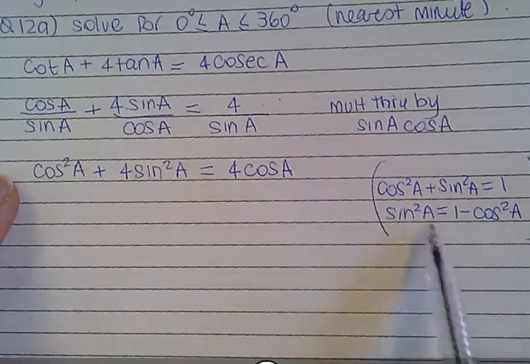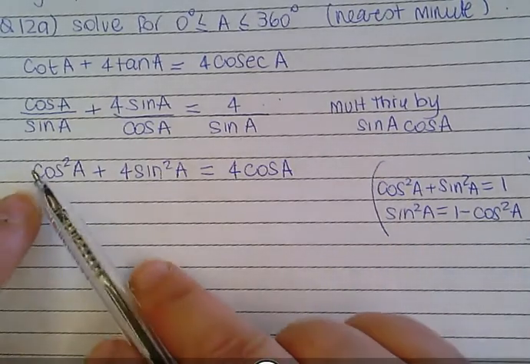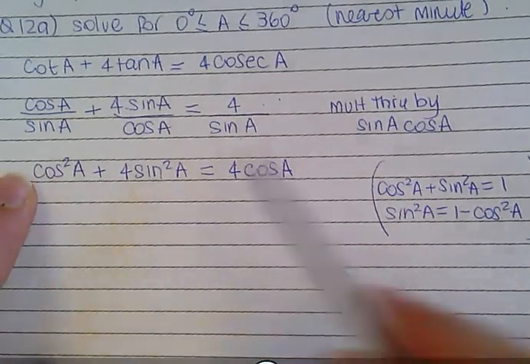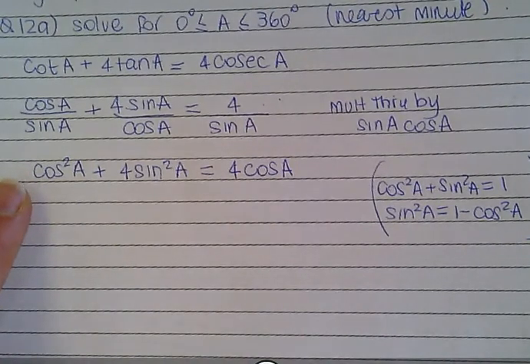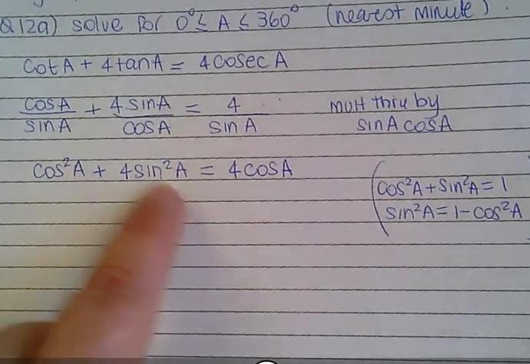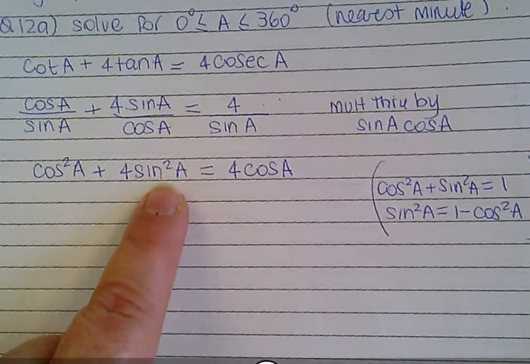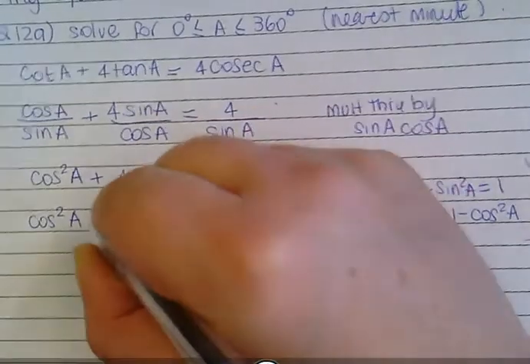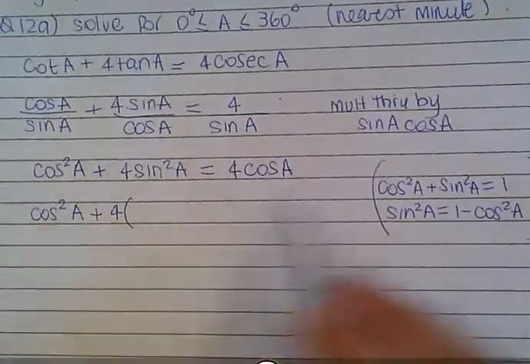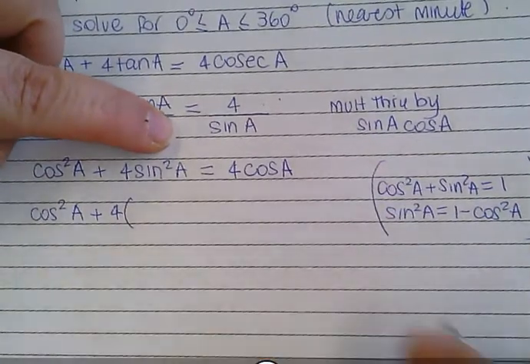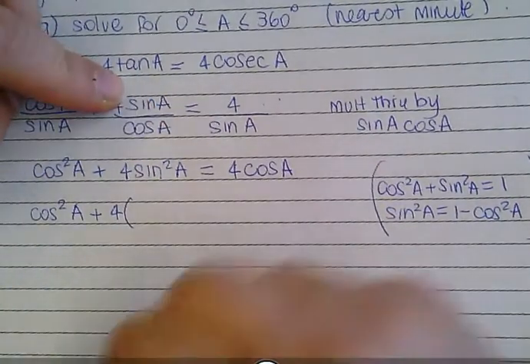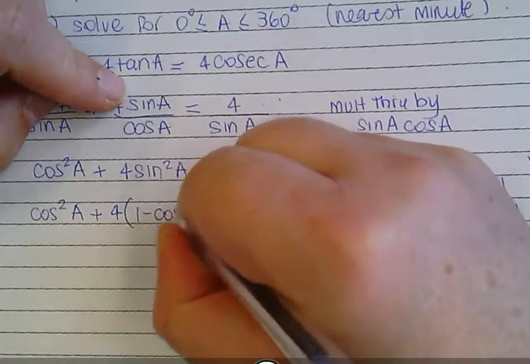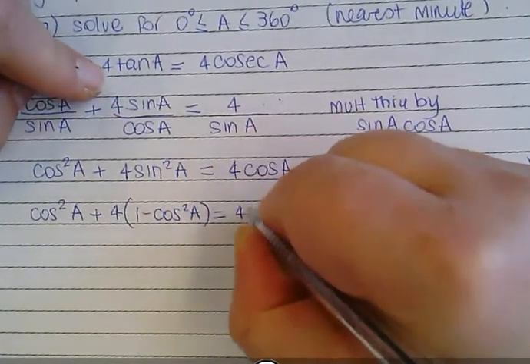You have to do this. It's the only thing you can do. If I had 4 cos squared A plus 4 sine squared A, I could say that that equals 4. Because it's 4 bracket, cos squared A plus sine squared A, and cos squared A plus sine squared A is 1. You cannot add these two together. Cos squared A plus 4 bracket. What do I put here? What do I replace the sine squared A with? 1 minus cos squared A equals 4 cos A.